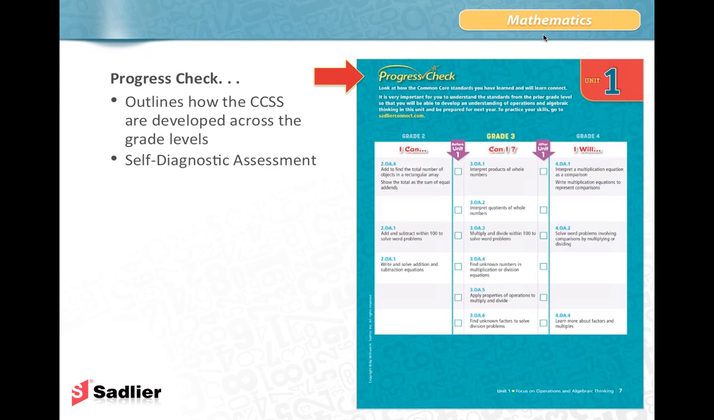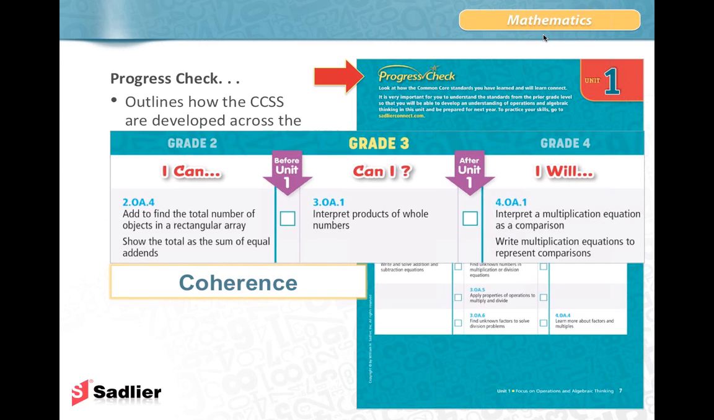So here's the progress check that I mentioned in the table of contents. The progress check outlines how the Common Core state standards unfold across the grade levels. Think of this as a self-diagnostic assessment for students, a nice reflection piece. This was built on the learning progressions document. If you're familiar with the learning progressions document, this progress check came directly from that. And again, this is the coherence that Common Core wants our students to understand.